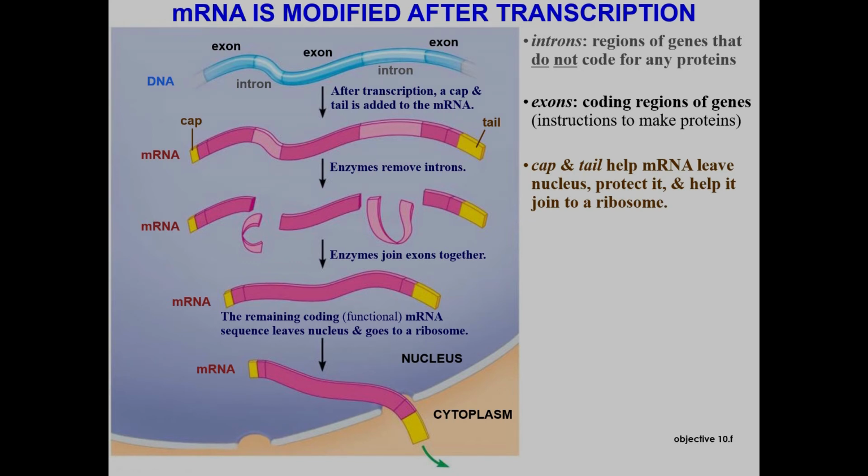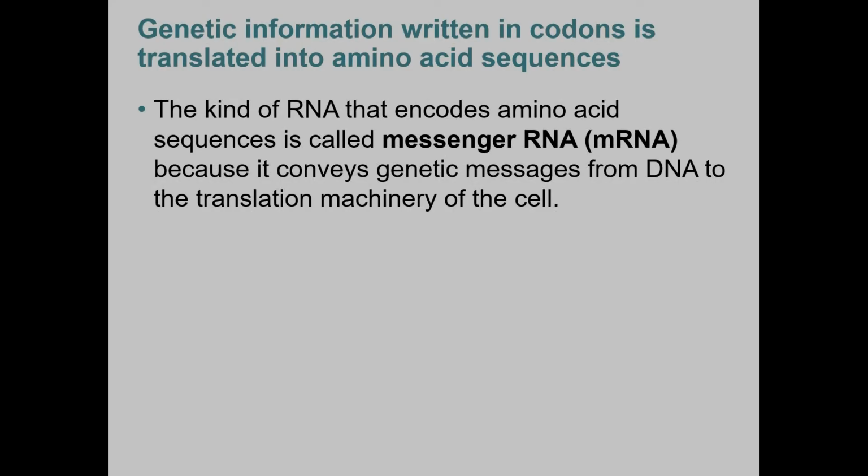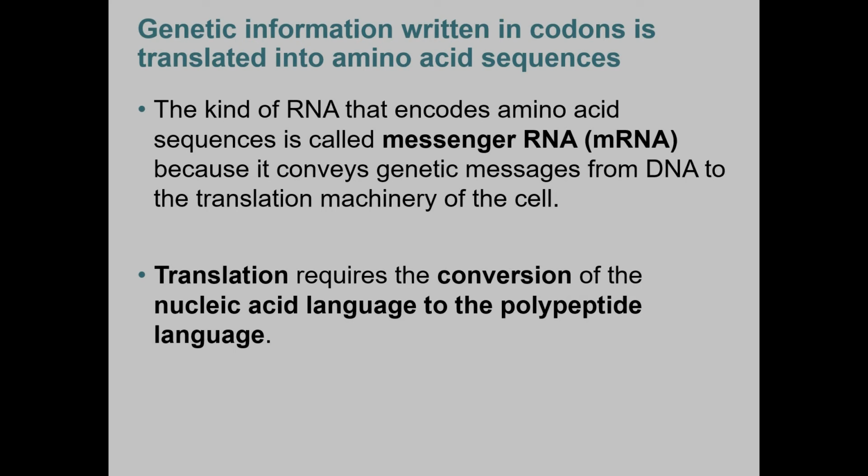Once we have this mature mRNA, then we're going to have it leave the nucleus and enter either the cytoplasm or the endoplasmic reticulum, depending on where it needs to be translated. The kind of RNA that encodes amino acids is called a messenger RNA, or mRNA. It's called that because it contains a genetic message that's going to be used by the translation machinery. Translation requires converting nucleic acid language into polypeptide language.